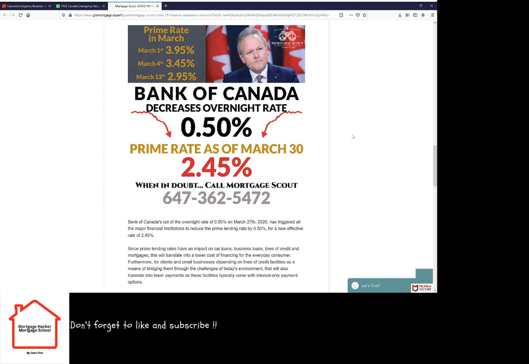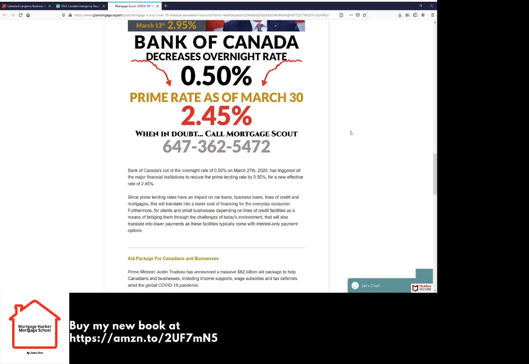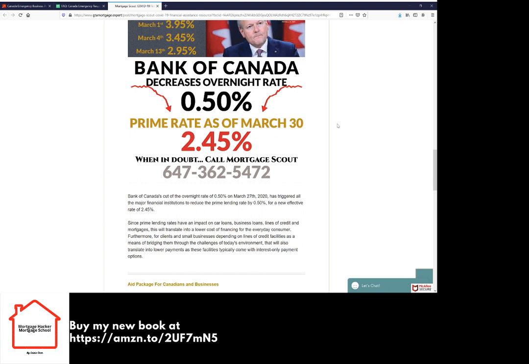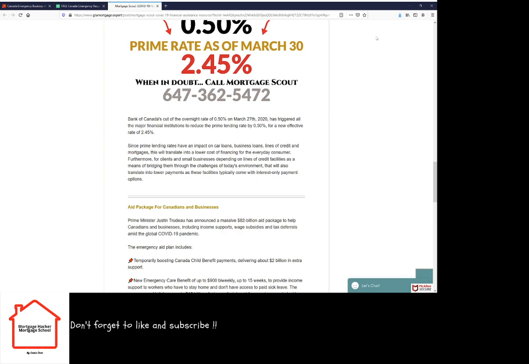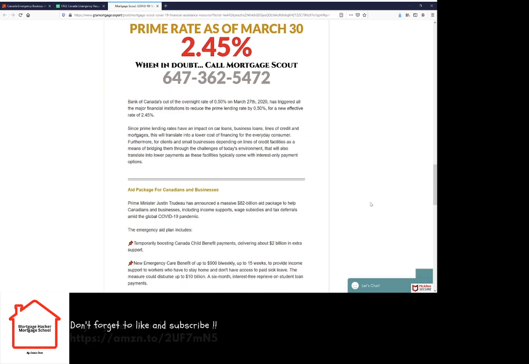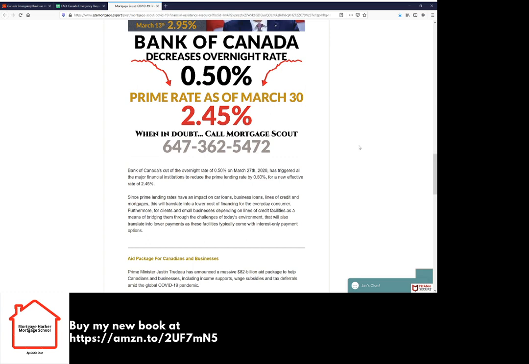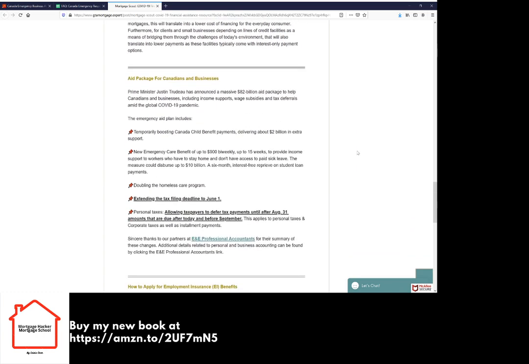This one, the Bank of Canada decreased the overnight rate. That's the third time in the last month or so. So right now the prime is 2.45. But a lot of the banks are actually increasing the rate instead of decreasing, so it doesn't mean too much. The only person that could benefit from that is probably someone who already has a variable rate mortgage or line of credit as of now.